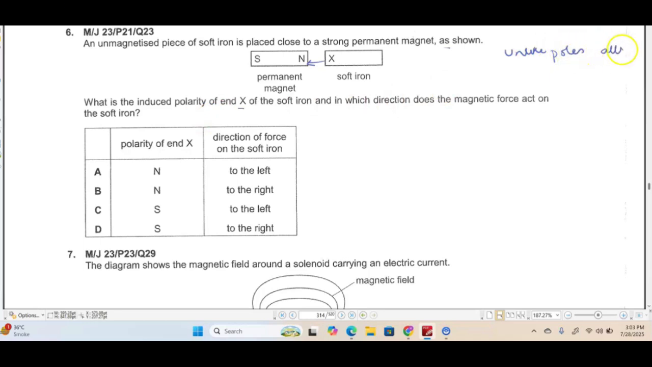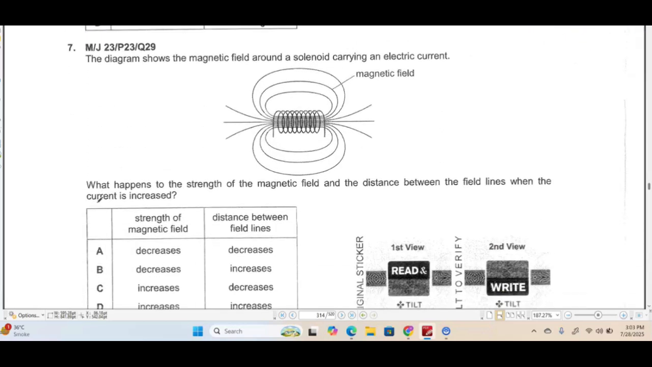attract and the like poles of the magnet repel each other. So obviously when you place a soft iron close to a magnet, it is going to be attracted towards the magnet. So obviously over here its south pole is going to be induced, and the direction of the force would be to the left, because it's going to go over here. So C is the correct option.